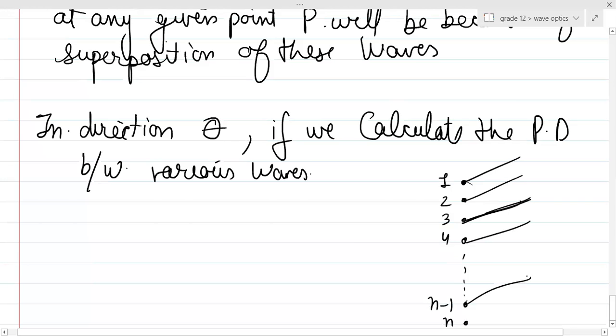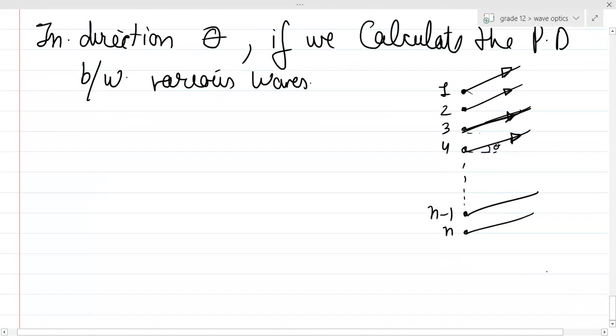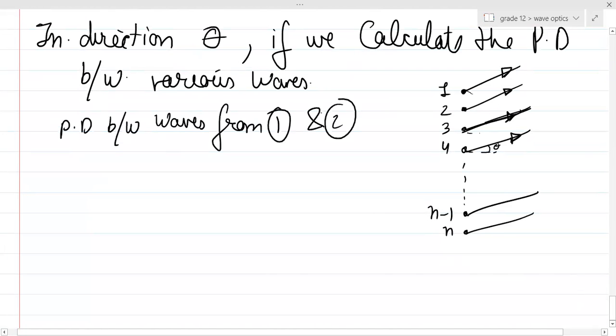Okay. Your diagram, I think it's clear, right? Shall I explain it? It's fine. All of these angles are theta, right? The angles are theta. Is it clear? Guys, is it clear? Yes, sir. Okay. Now, suppose if I talk about the path difference between waves from 1 and 2.